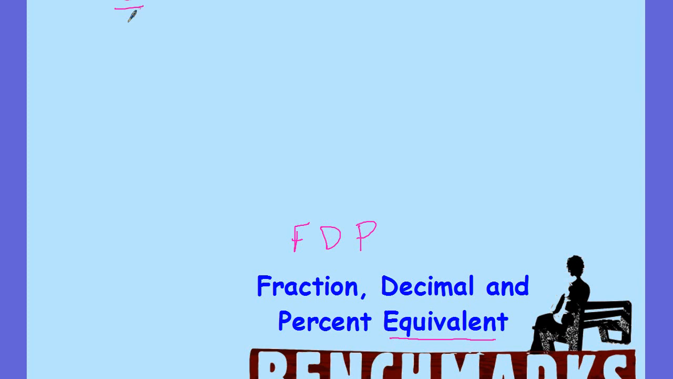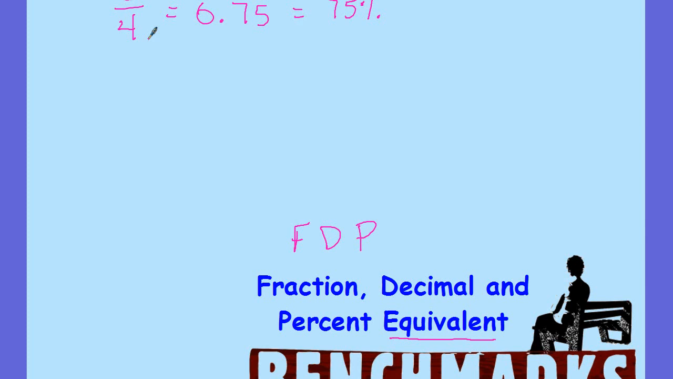I can write the fraction 3/4 in decimal form, which would be 75 hundredths, and I could also write it in percent form, which would be 75%. These are equivalent values. 3/4 as a percent is 75%. As a decimal, 75 hundredths. We're going to start learning how to convert fractions to decimals and percents, or decimals into percents and fractions.